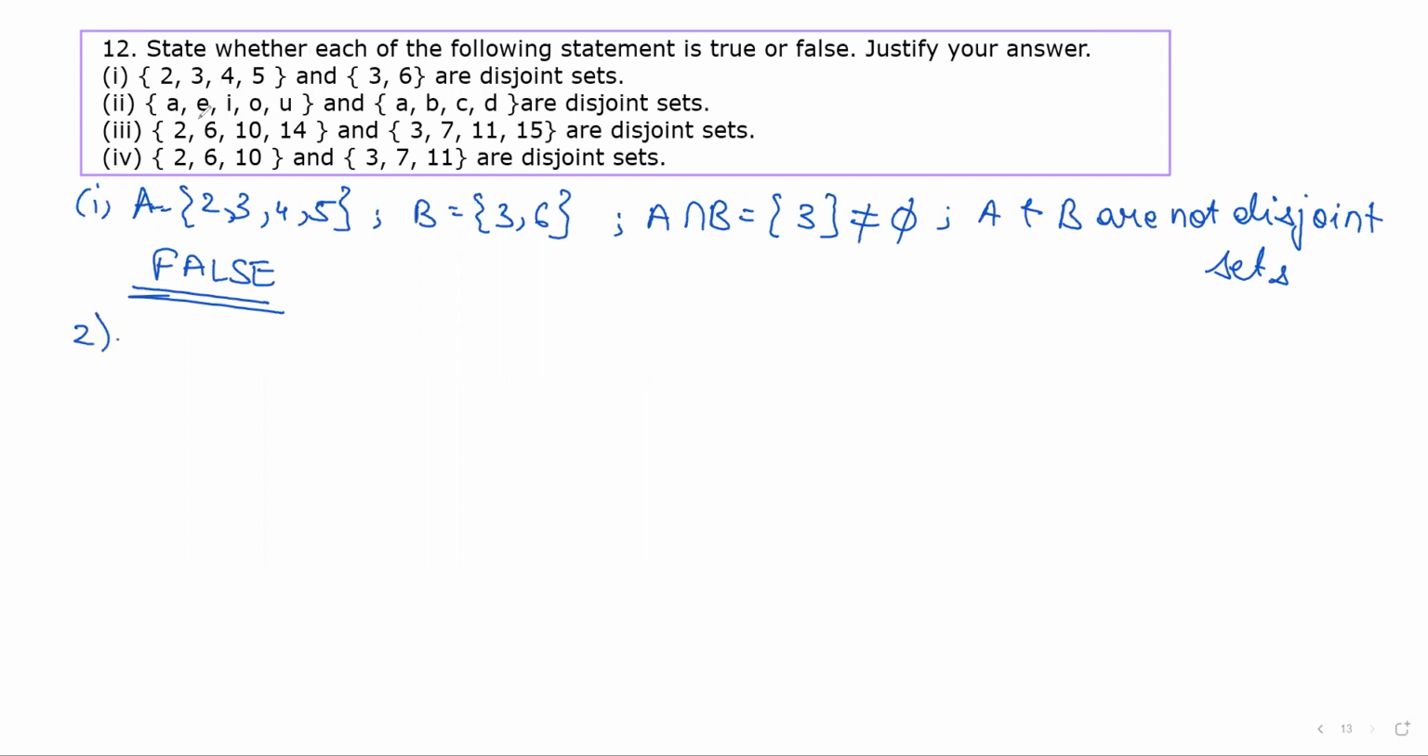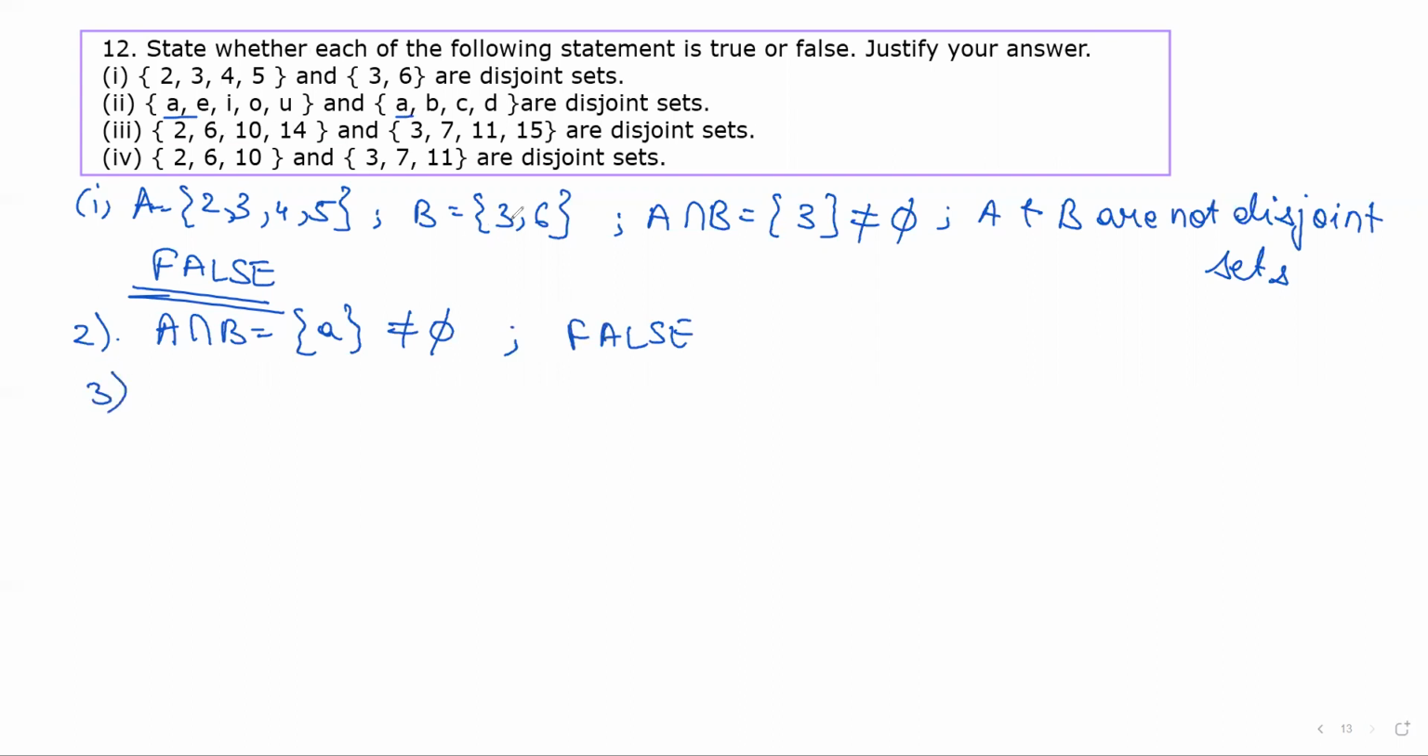2. {A, E, I, O, U} and {A, B, C, D} are disjoint sets. Again, we can clearly see that A is common. So A intersection B is equal to {A}, not equal to the empty set. Therefore, not disjoint. Hence, the statement is false.